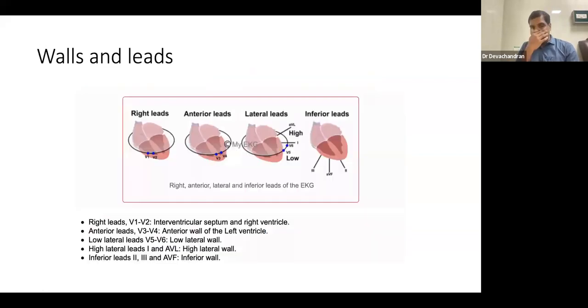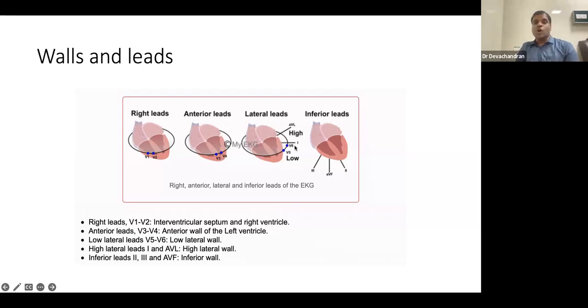Okay. One slide on leads you need to be aware of. This is just a representation of where you keep your chest leads, V1, V2. V1 on the right, V4 on the left, fourth intercostal space next to the sternum on each side. V4 is to be fifth intercostal space mid-clavicular line. V3 is between V2 and V4.